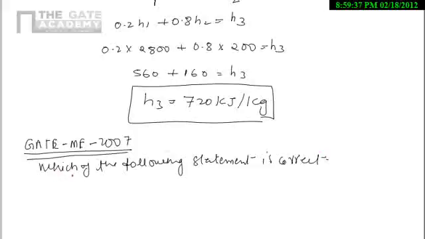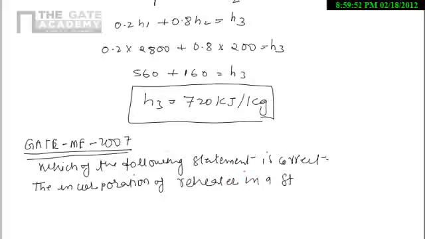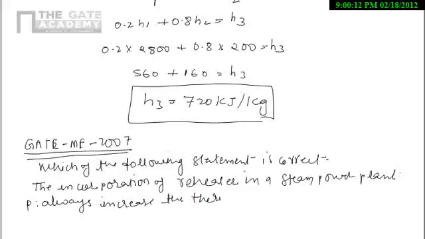The incorporation of a reheater in a steam power plant. P: always increases the thermal efficiency of the plant.